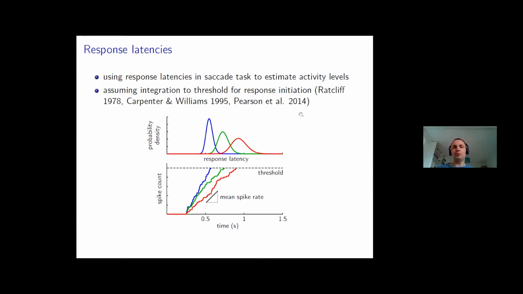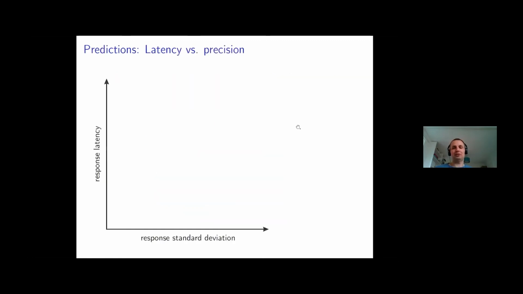So that's the idea, that we measure both response error and response latency, and then we can make predictions based on these two different accounts of delay effects, either decay of activity or random drift. And we can describe these predictions in a plot of the response standard deviation as a measure of response error or response precision, and response latency.